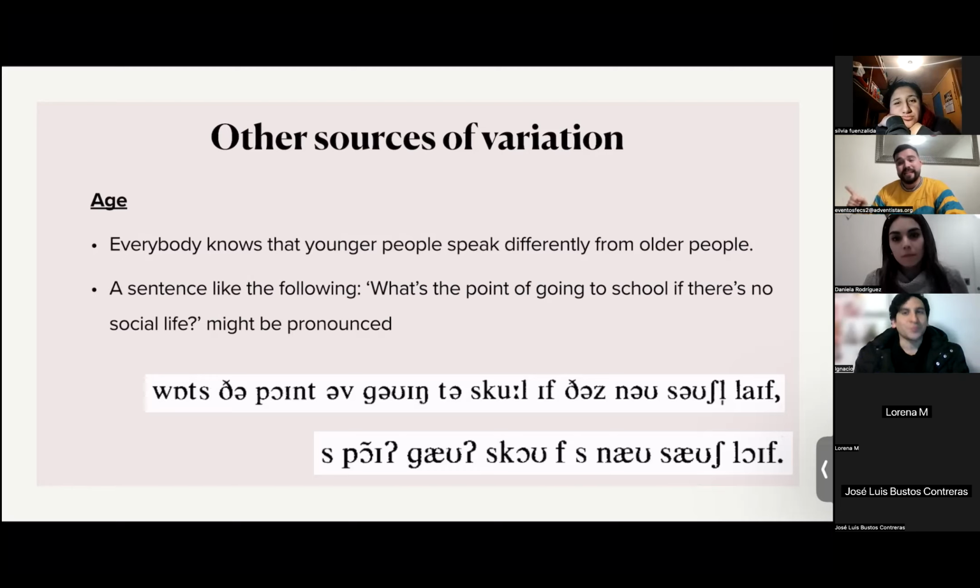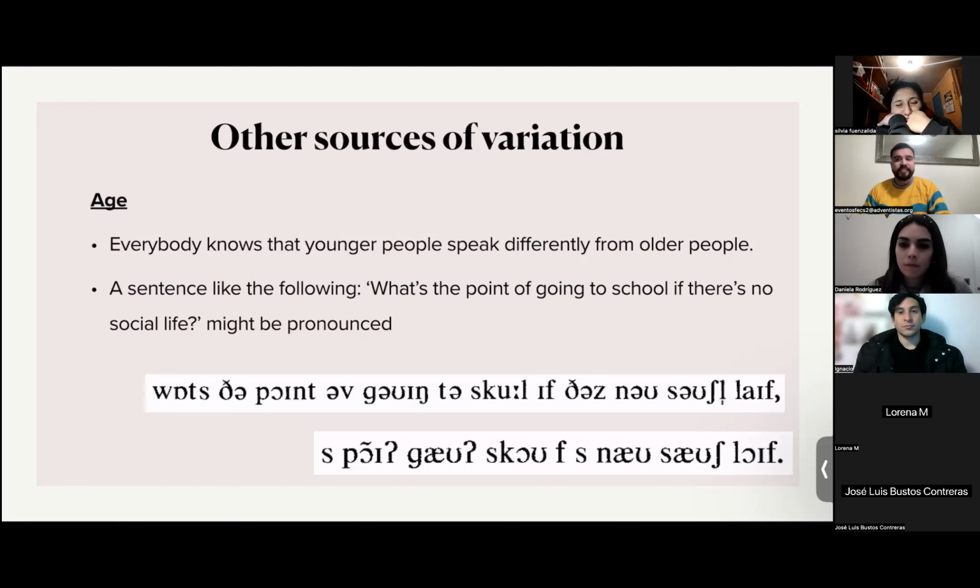But if you listen to Dua Lipa or Harry Styles, you would perceive that it's very different, also because that's related to age. All right, so to continue talking about age, everybody knows that younger people speak differently from older people.